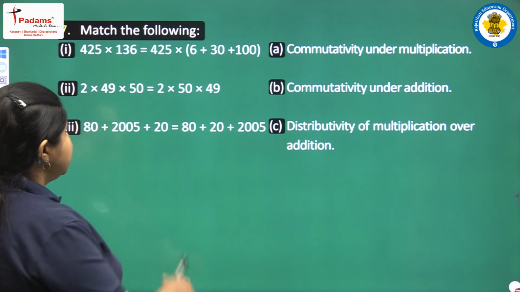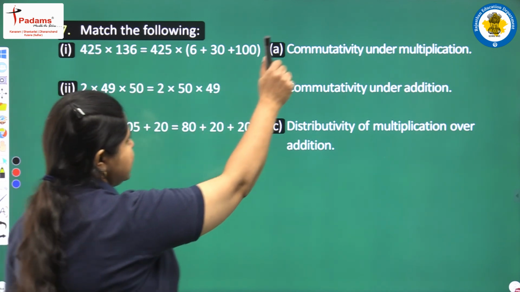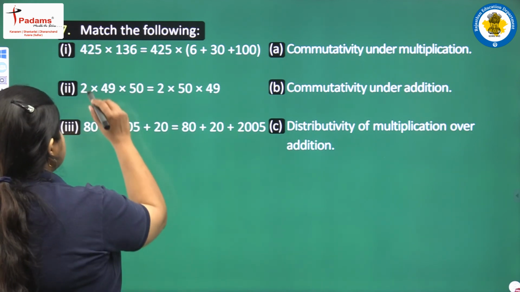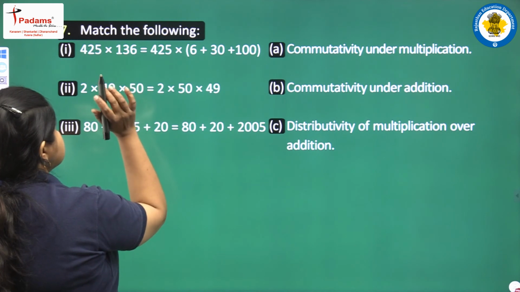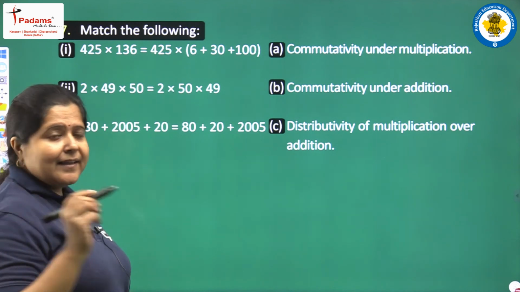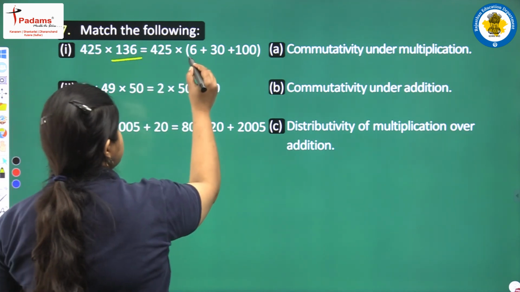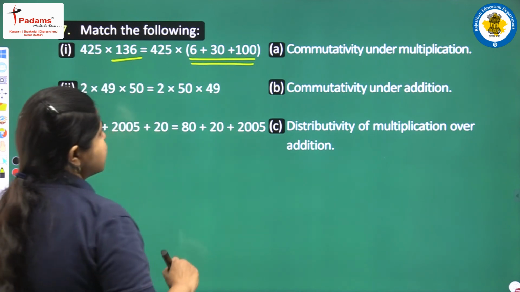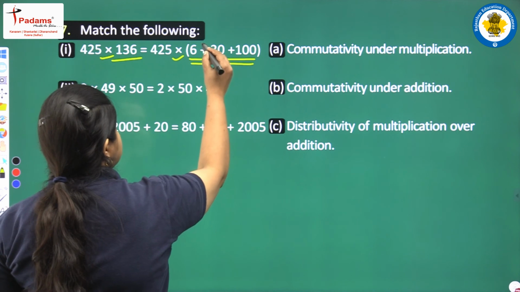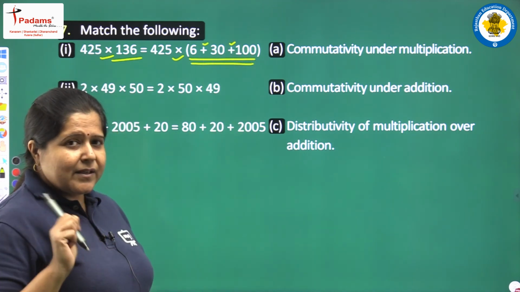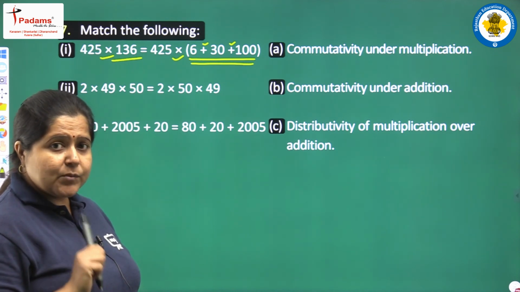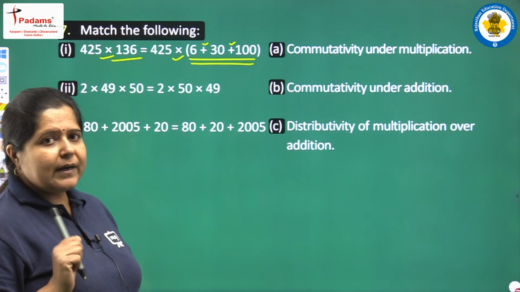Match the following. Here we have been given 3 parts here and 3 parts here. We have to match the 2 columns. First one is 425 into 136. It has been given as 425 into 6 plus 30 plus 100. Here this 136 has been distributed into 3 numbers. Again we can see here it is multiply sign, here it is multiply sign, and here we are having the addition sign. So which property can you relate here? Yes, the property of distributivity of multiplication over addition.